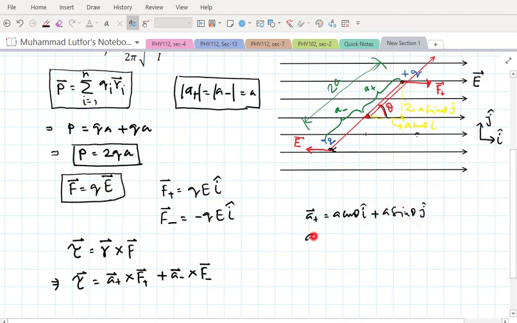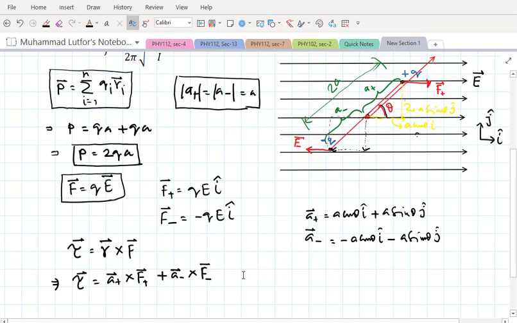By the same analogy we can find out that A minus would be minus A cos theta i hat minus A sin theta j hat, because A minus is that one. So this is your vertical component and this would be your horizontal component, or you can say this would be your horizontal component, this would be your vertical component. Fine.